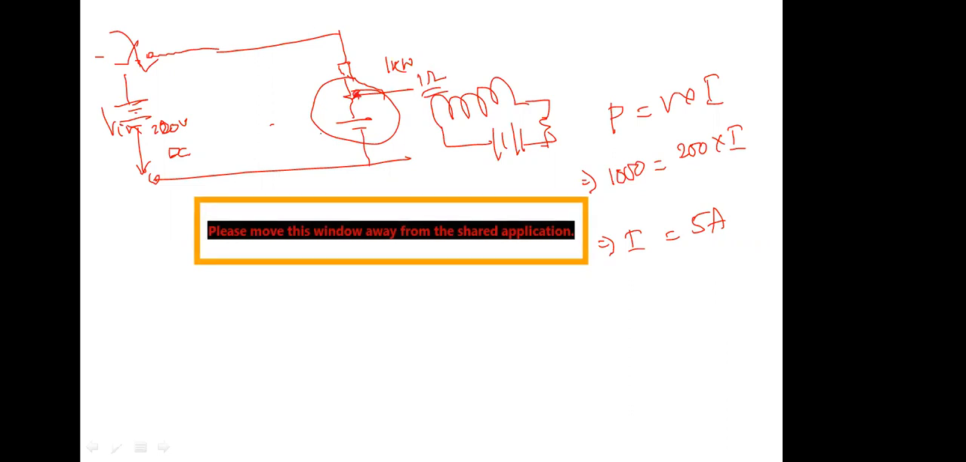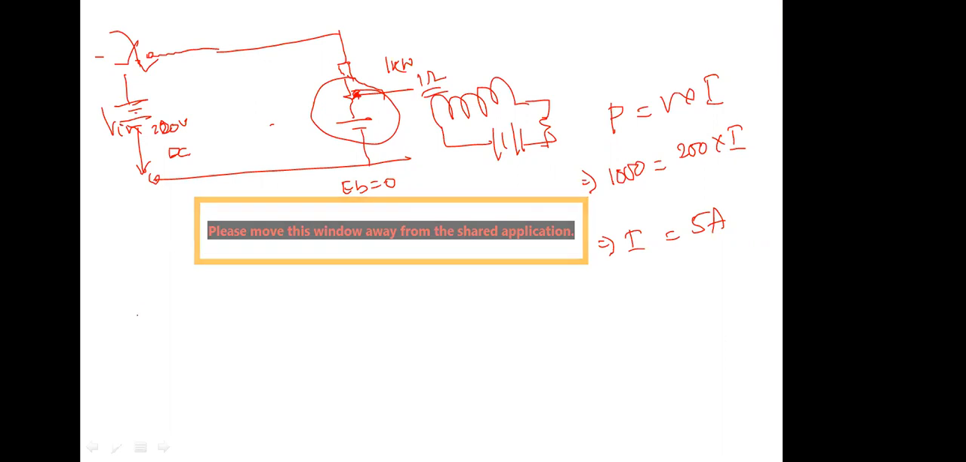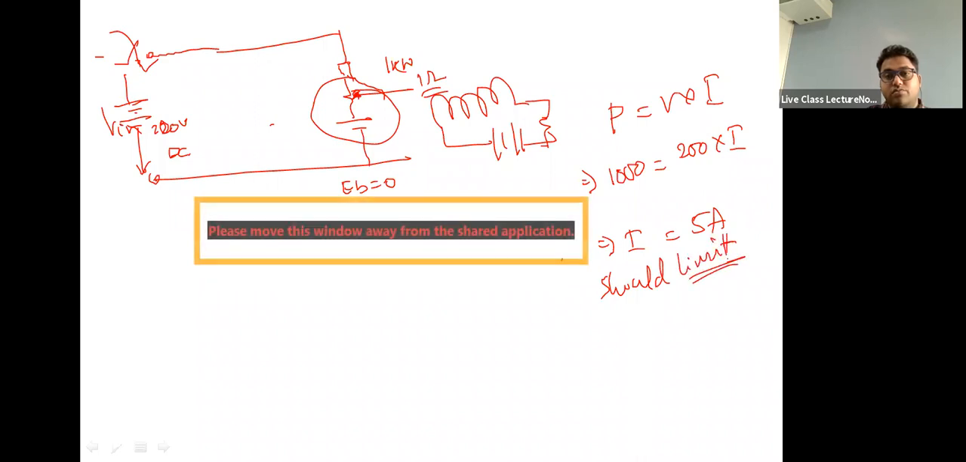The E back at the initial level is 0. What will happen? How much will be the inrush current? 5 ampere. Who will limit that 5 ampere? We should limit it to 5 ampere, right? We should limit it.